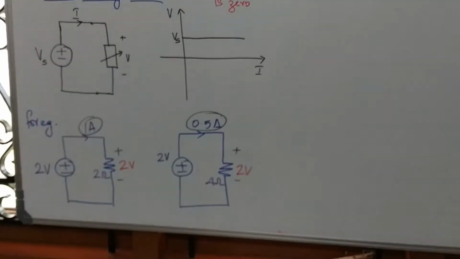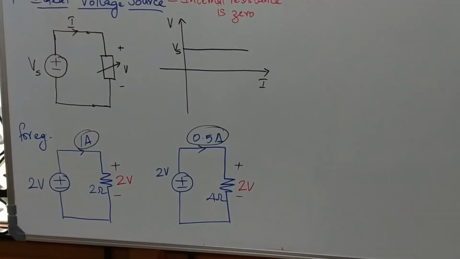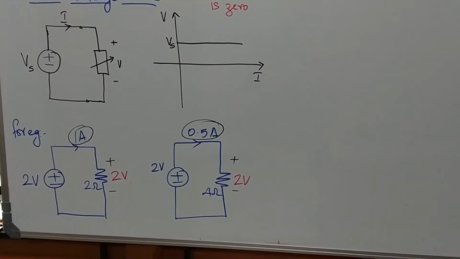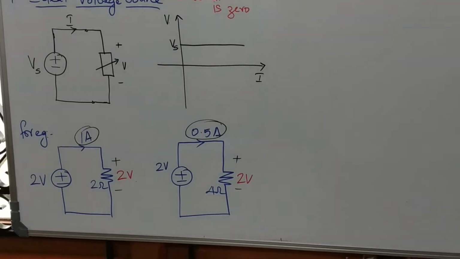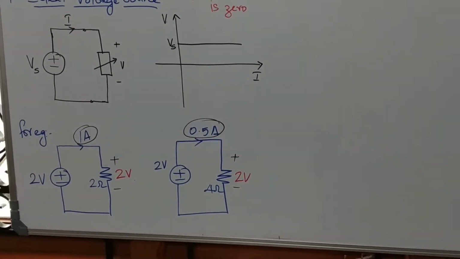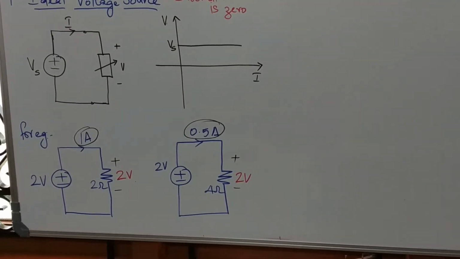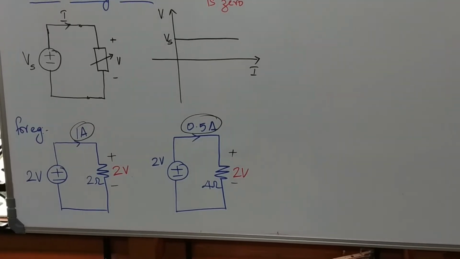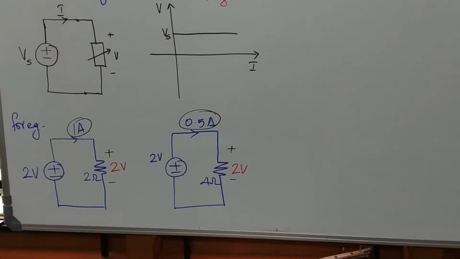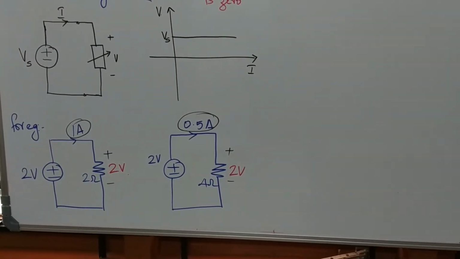Now for example, consider these two circuits. In the first case, the source value is 2 volt and I am connecting across it a 2 ohm resistor. So if 2 ohm is connected across 2 volt, then I will be V by R, 2 by 2, which is 1 ampere. So in the circuit, 1 ampere will be the current flowing through it, and the voltage drop across 2 ohm will be 2 into I, which is 2 volt.